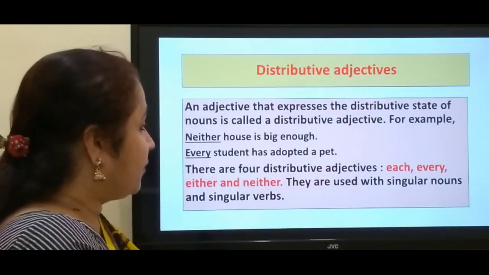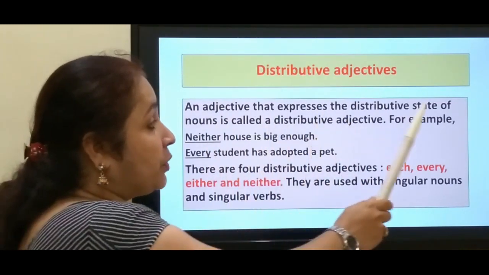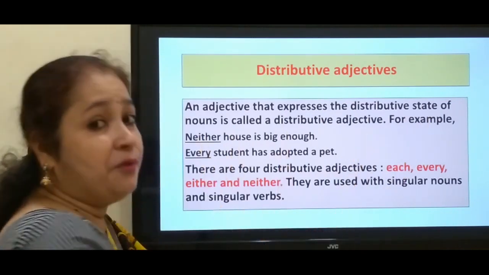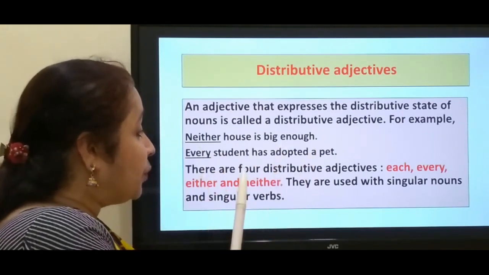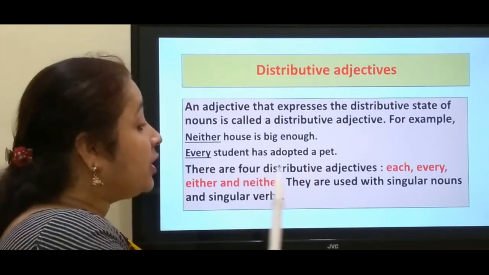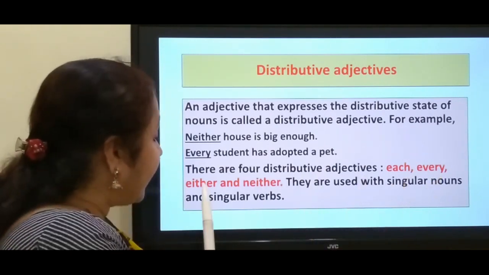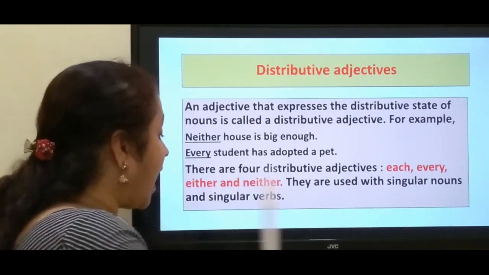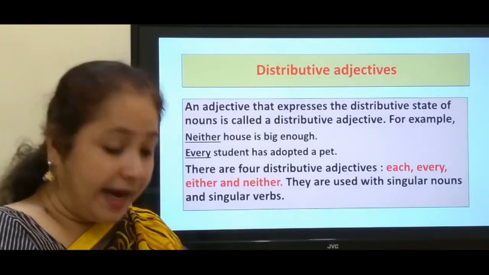Distributive adjectives. An adjective that expresses the distributive state of nouns is called a distributive adjective. For example, neither house is big enough. Every student has adopted a pet. So students, there are four distributive adjectives and these are each, every, either and neither. They are used with singular nouns and singular verbs. I hope, students, you have understood distributive adjectives.